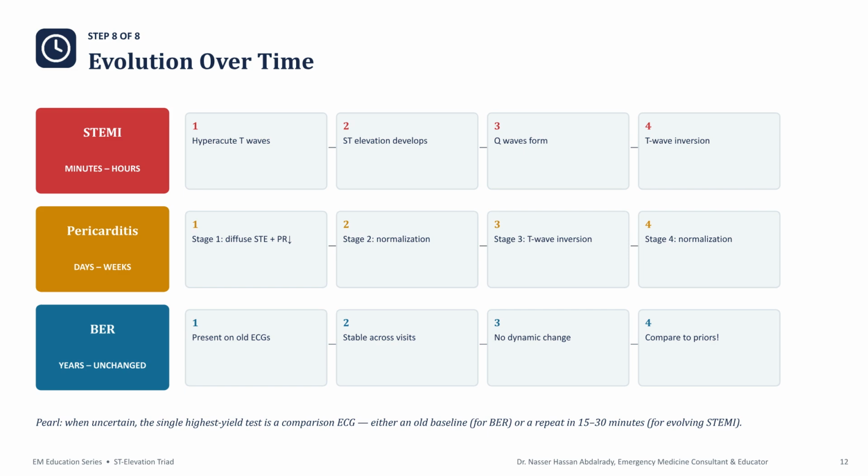Step 8 is evaluating evolution over time. STEMI is dynamic, changing in minutes. Pericarditis evolves over days or weeks, and BER is generally stable. When in doubt, a comparison with an old ECG is your most valuable test.